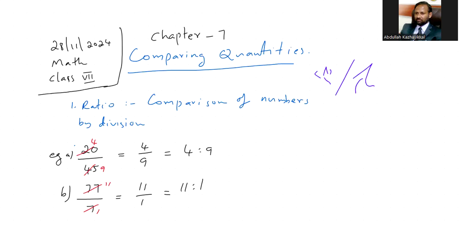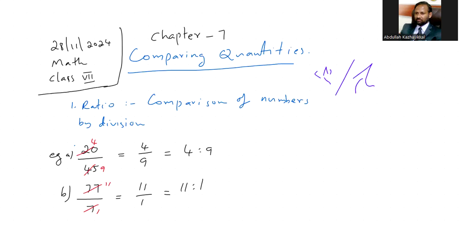20 and 45, look here. Example 1: ratio is the comparison of numbers by division. Please listen to me first, and after that you can write. I will give you time for writing. Close your books and listen. Don't write now. 20 divided by 45.